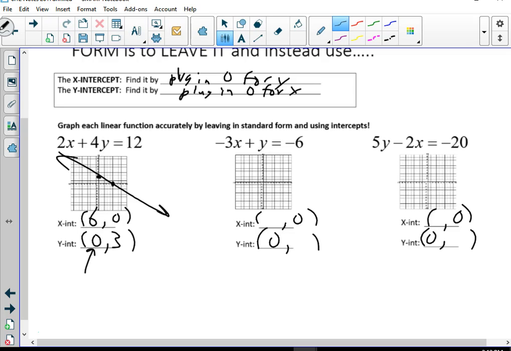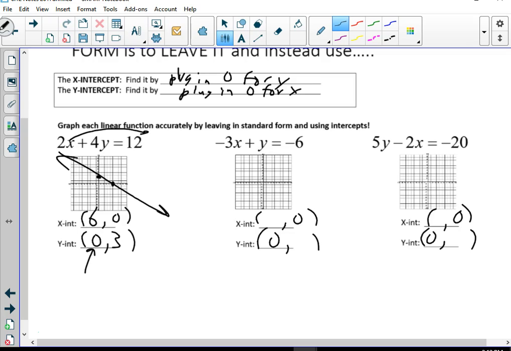Now think about it. Why is it a negative slope? Well, if we wanted to solve for y, we would move this over here and it'd become negative 2x. And then when we divide by 4, we get negative 2 over 4, or negative 1/2.